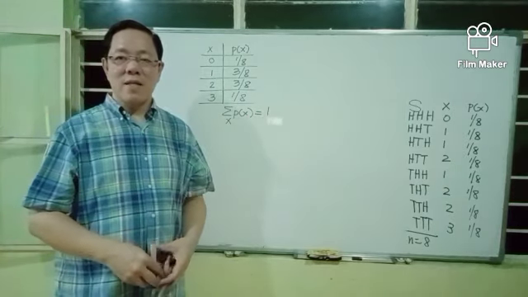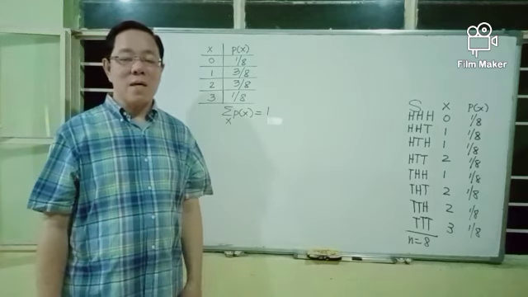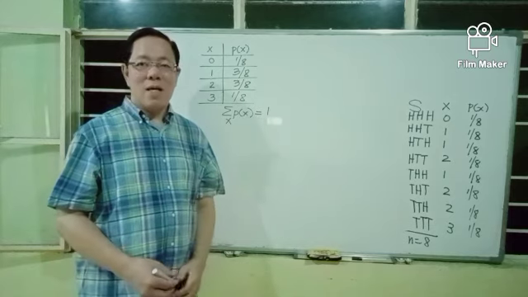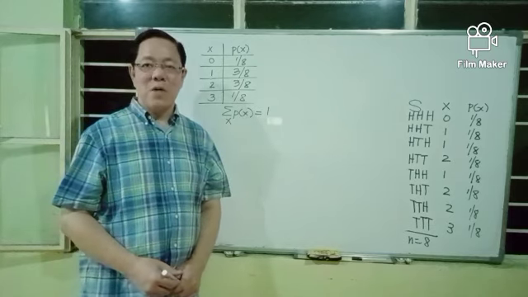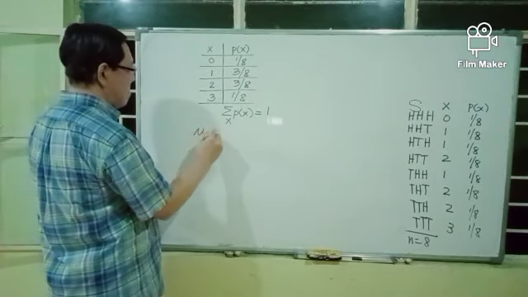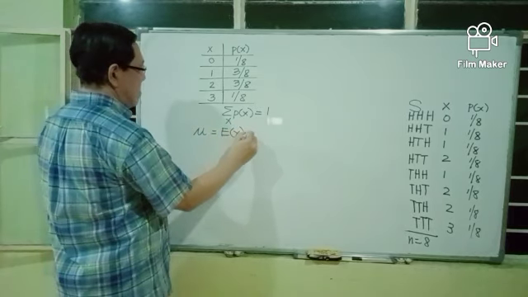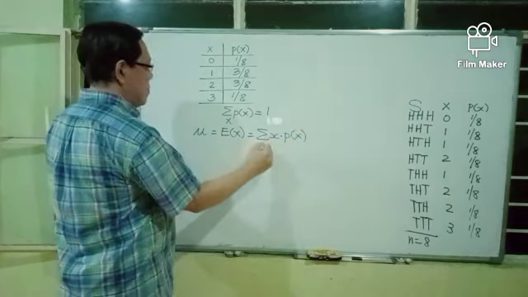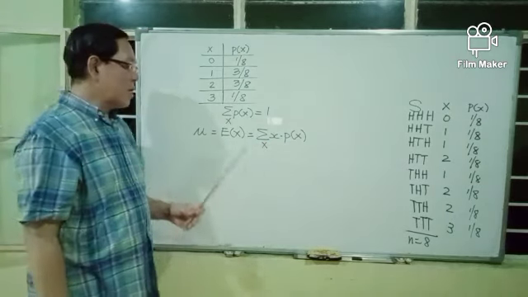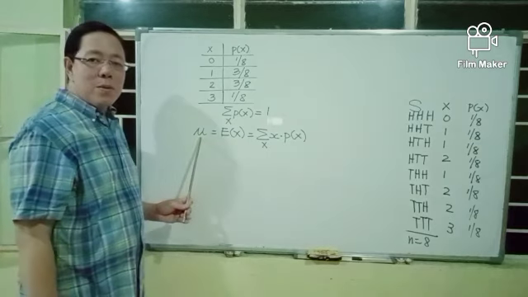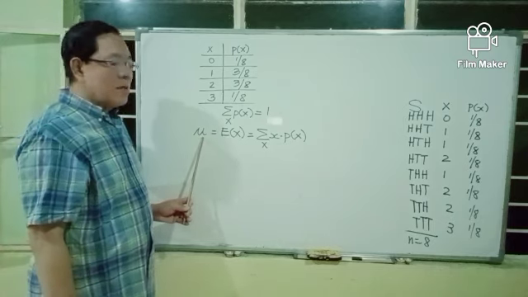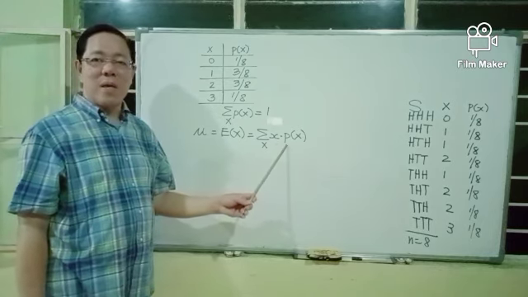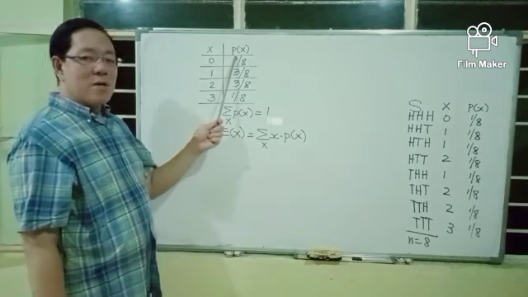Now, to calculate the variance and standard deviation for the discrete random variable x, we need the expected value, or the population mean, for the discrete random variable x. And it is denoted by mu, and it is given by the following formula. The expected value for the discrete random variable x, denoted by mu, which denotes the population mean, is obtained by getting the summation of the product of x and the corresponding probability of x. So we multiply x by its corresponding probability.